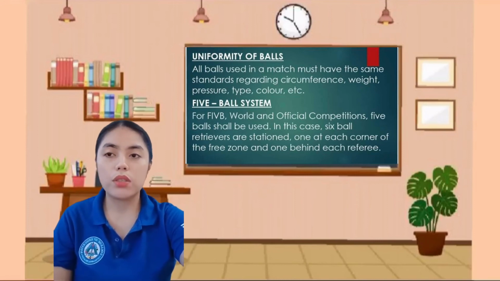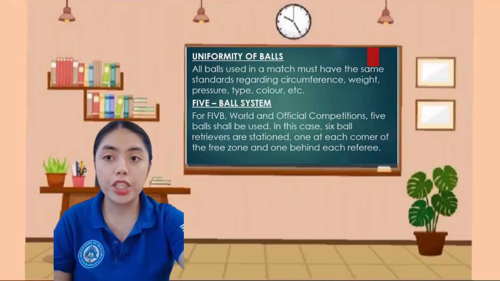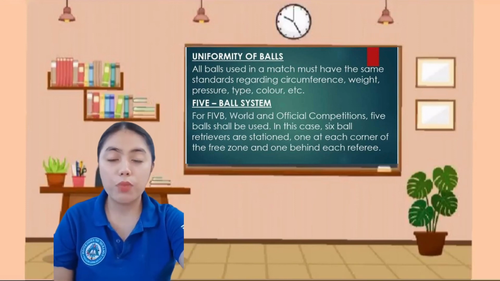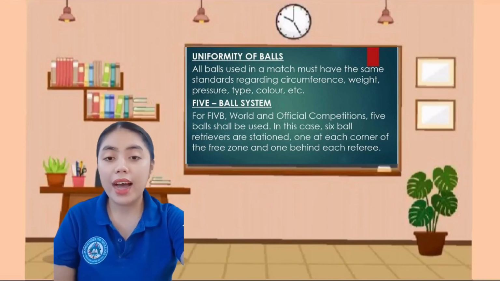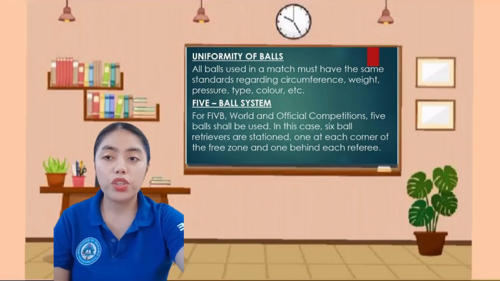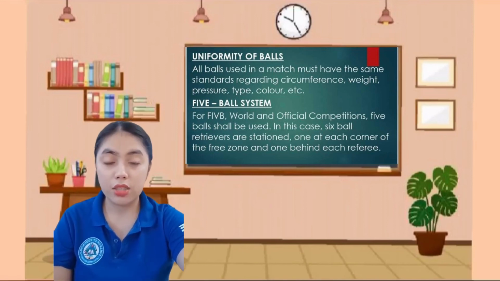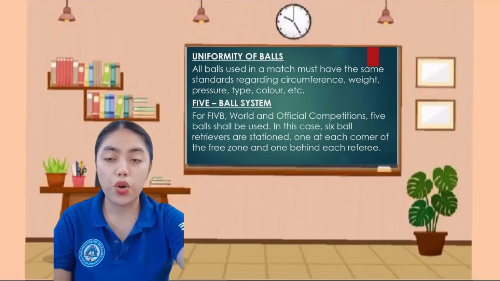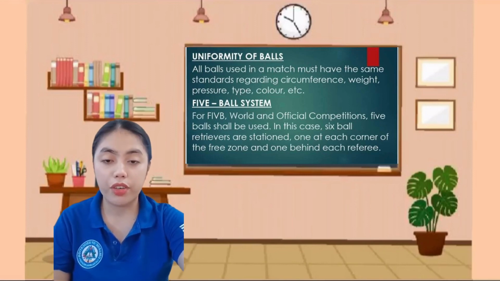Uniformity of balls. All balls used in a match must have the same standards regarding circumference, weight, pressure, type, color, etc. 5 ball system. For FIVB World and official competitions, 5 balls shall be used. In this case 6 ball retrievers are stationed, one at each corner of the free zone and one behind each referee.